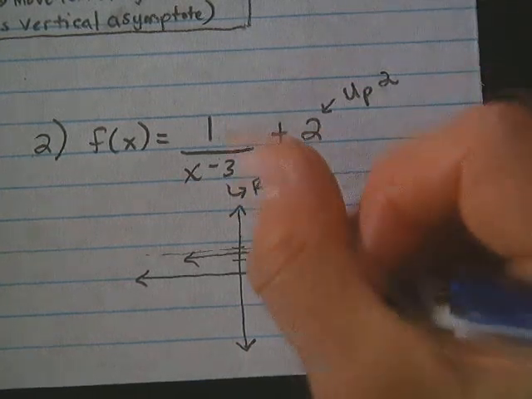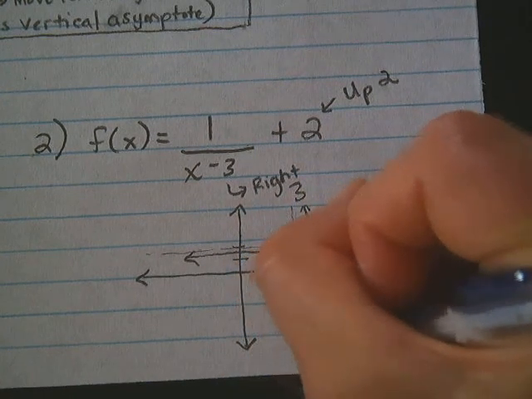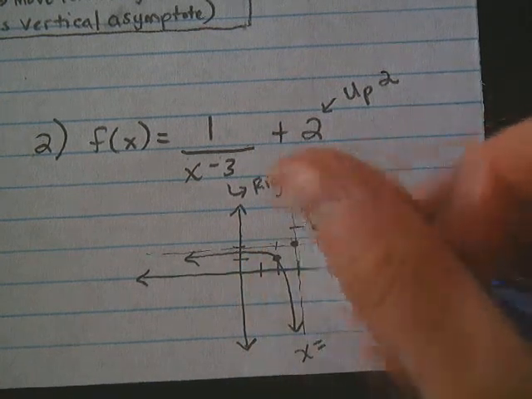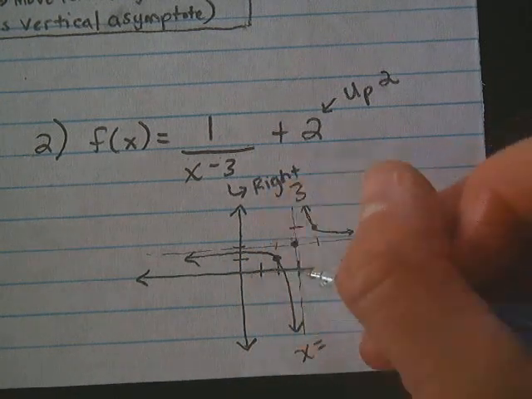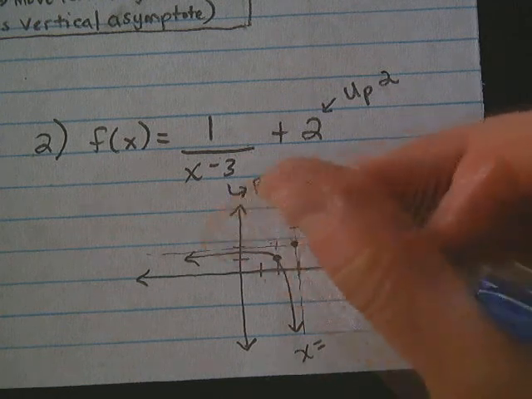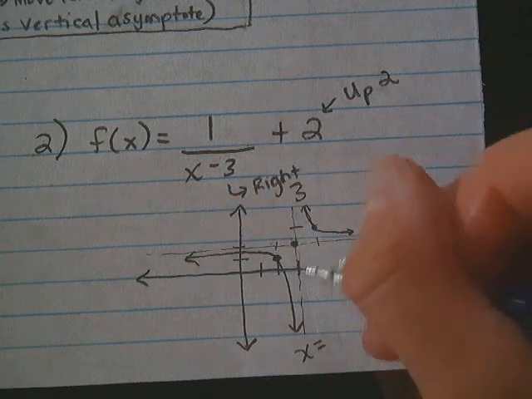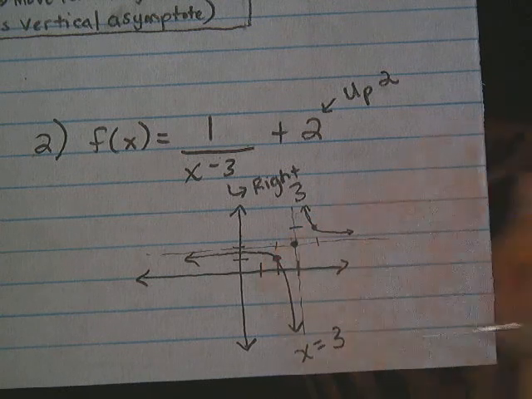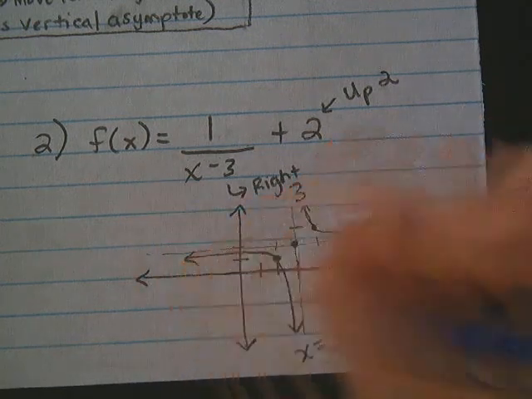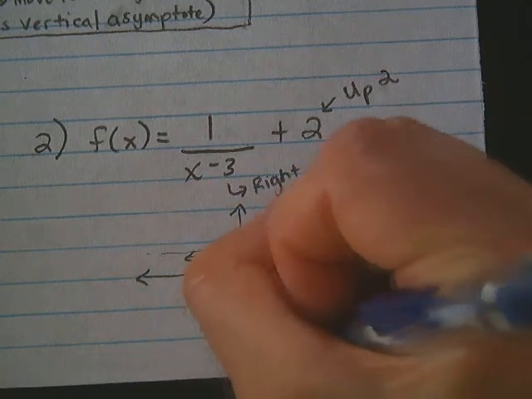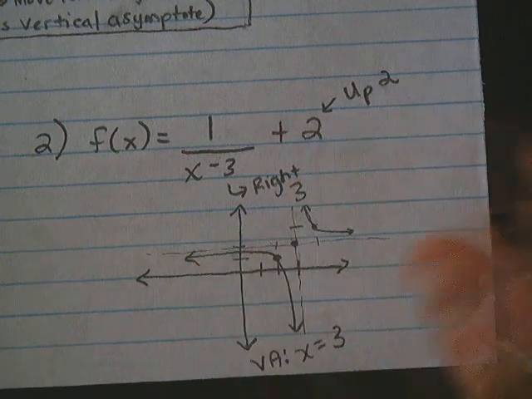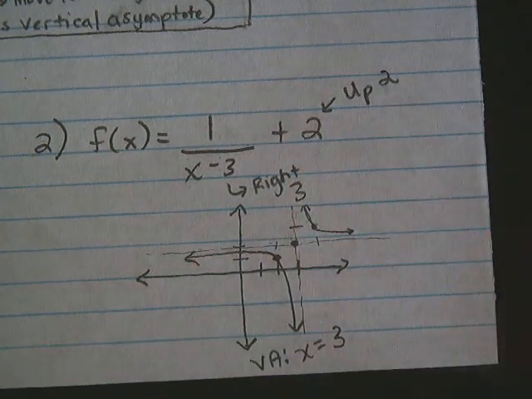So to tell the equation of that one, you just put x equals, because it's touching the x-axis at one point, and then you tell where it touches the x-axis. So if you remember, it was moved right 3, so it's going to touch the x-axis at 3. So your vertical asymptote, which we could just put a VA for vertical asymptote, would be x equals 3.